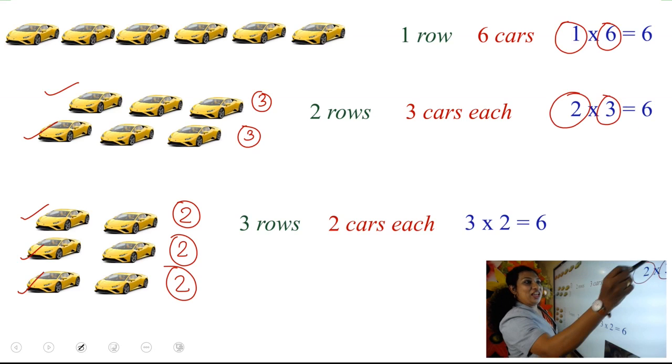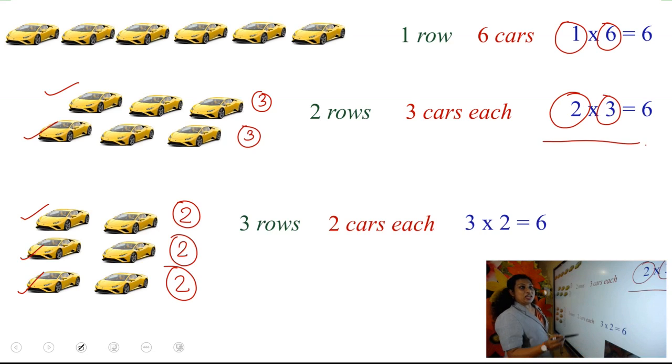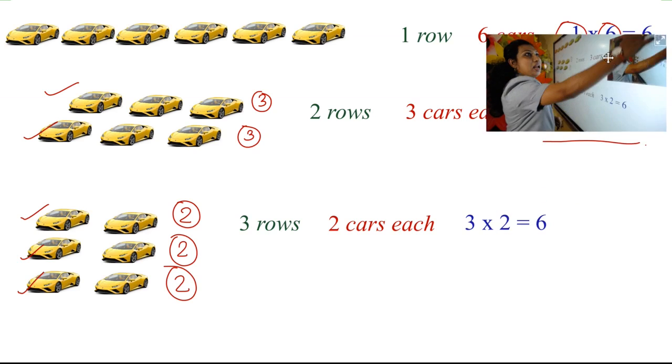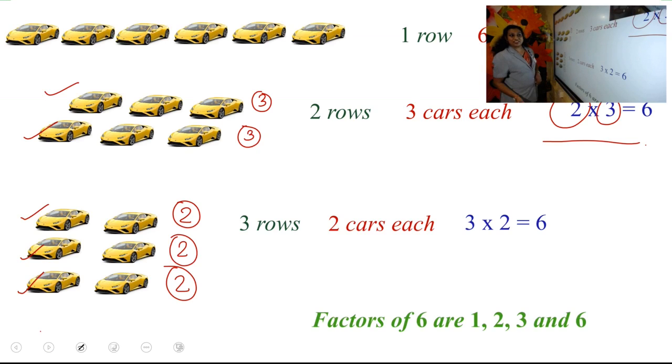See, when we multiplied 1 and 6, we got 6. Then 2 and 3, we got 6. 2 into 3 is the same as 3 into 2. We have learned the identity, isn't it? So, we'll stop here. The numbers which we multiply, these numbers 1, 2, 3 and 6 are called the factors of 6. Clear? So, factors of 6 are 1, 2, 3 and 6.